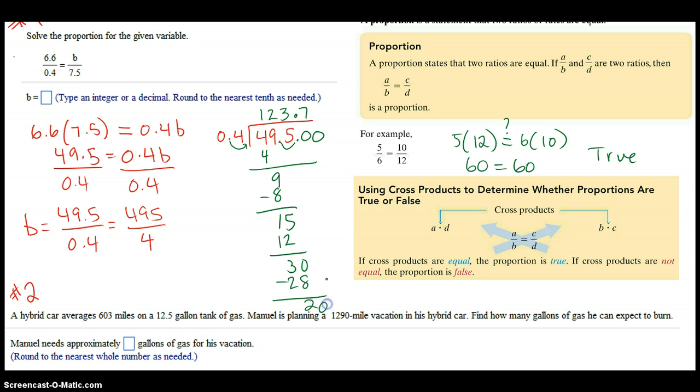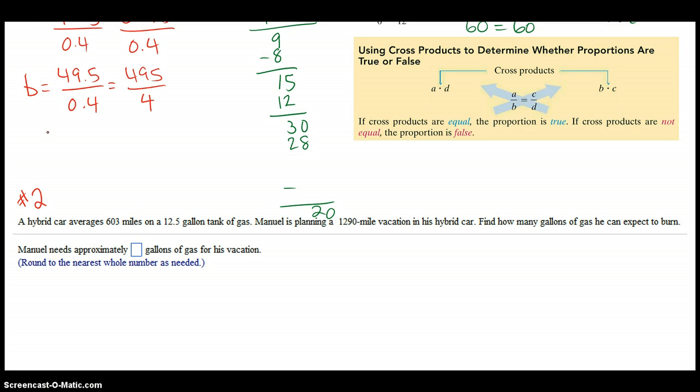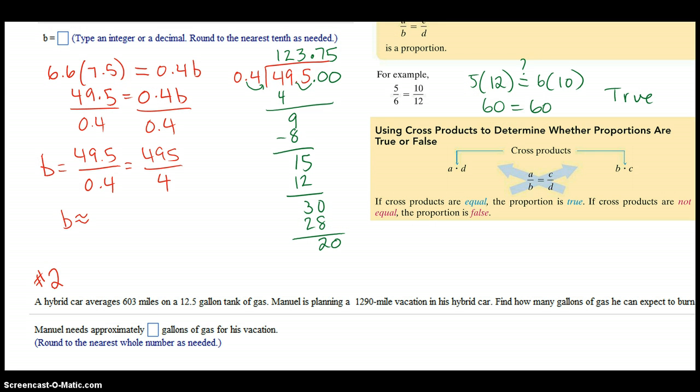And finally, bring down the last 0, and that would be a perfect 5. But the question does ask you to type in integer or decimal, rounded to the nearest tenth. So we have to stop there. So p would be approximately, that stands for approximate, 123.8.